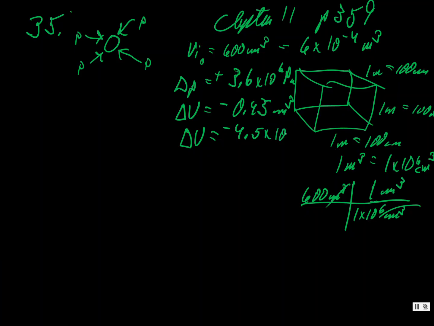4.5 times 10 to the negative 7th meters cubed. And y'all, you have to convert it. Okay, 4.5 times 10 to the negative 7th meters cubed, or you could say 0.45 micrometers cubed. You could move the decimal one place to the left and say 0.45 micrometers cubed. Okay?